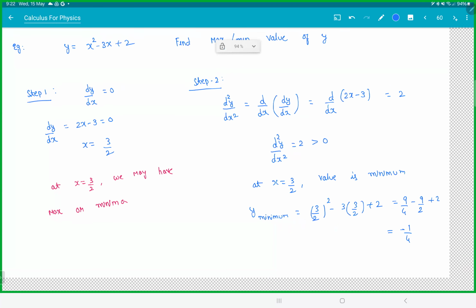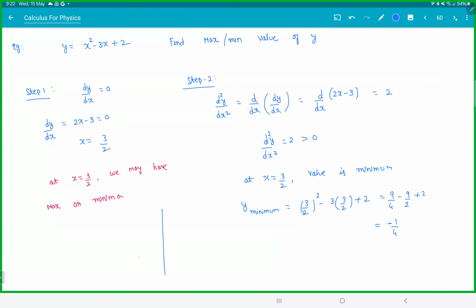Now, the graphs are not important, but if I try to show you this on a graph, this is the meaning of this graph. This function actually looks like this. At this point, x is equal to 3 by 2, the value of the function will go to y is equal to minus 1 by 4. So this point is minimum.